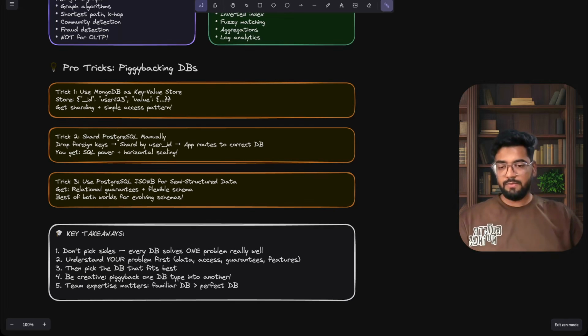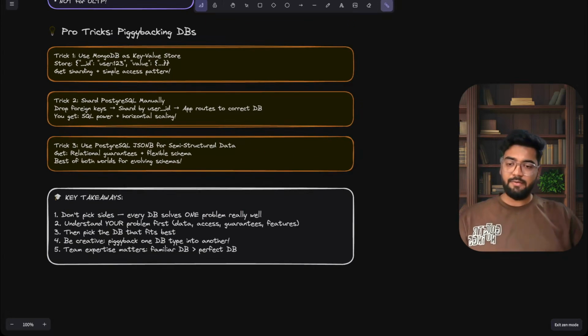In the end, there are some key takeaways: don't pick your favorite database. Every database solves one problem really well, and we need to understand the requirements and the trade-offs that any database gives. Understand your problem first, then pick the database, and you should be creative. And you need to understand the team expertise, the requirements, and all things in general. So that was the whole discussion about how you can pick the right database given your needs and your expertise.